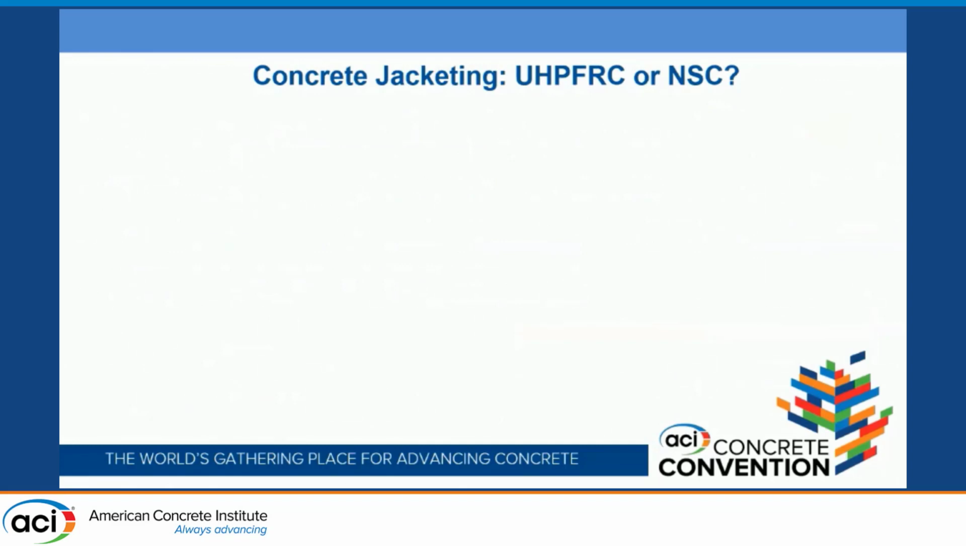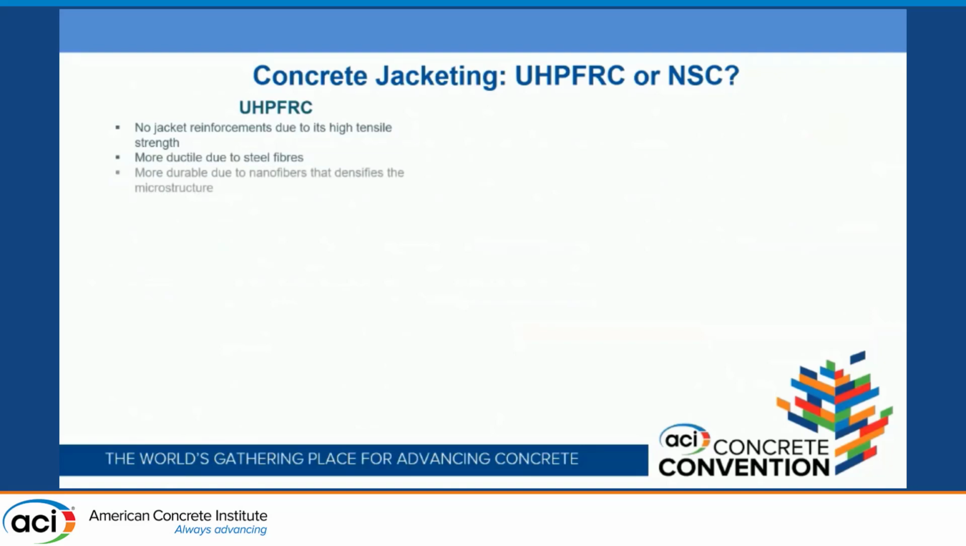So when we talk about seismic strengthening using concrete, the only way to apply this material on the surface of the column is by concrete jacketing. So when we discuss concrete jacketing, is UHP FRC better than the normal strength concrete? By having this simple comparison, the UHP FRC has a very high tensile strength, and that's why the jacket doesn't include any reinforcements. The UHP FRC is more ductile because it has steel fibers, and it is more durable because the nanofibers densify its microstructure.